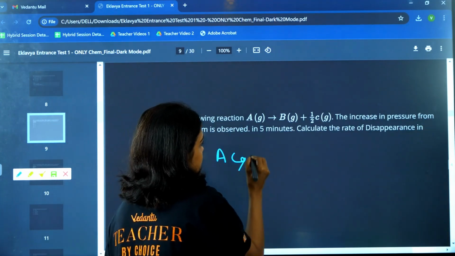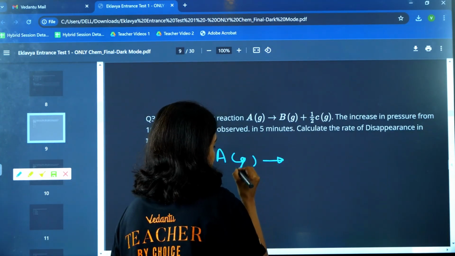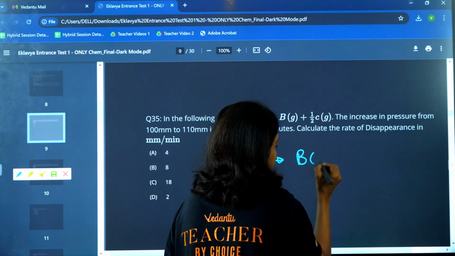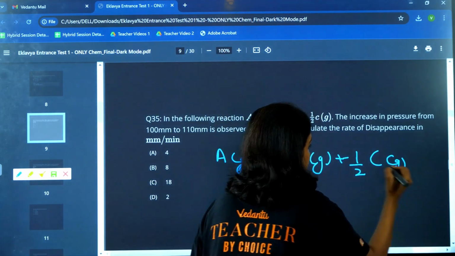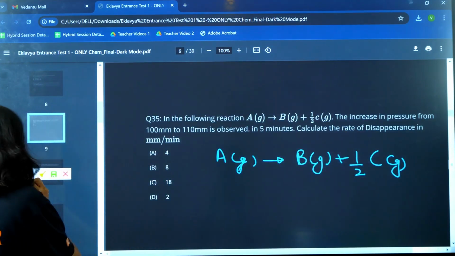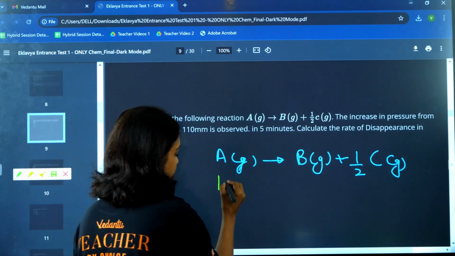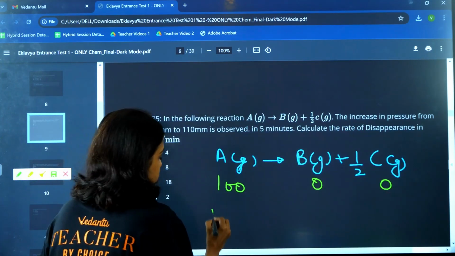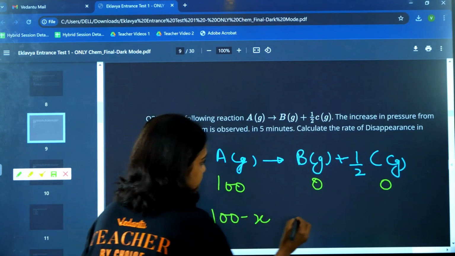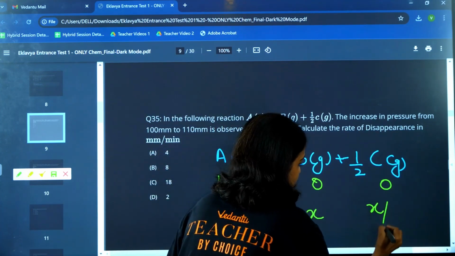A gas is giving B gas plus half of C gas. Initially, I'll say the pressure is 100 mm, so I can say 0 for the products. So A will be 100 minus x, B will be x and C will be x by 2.